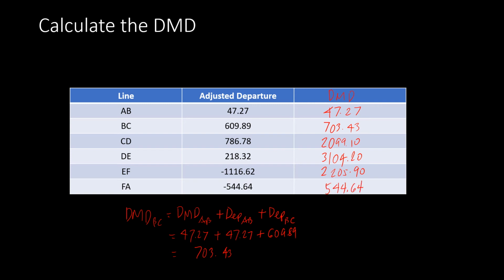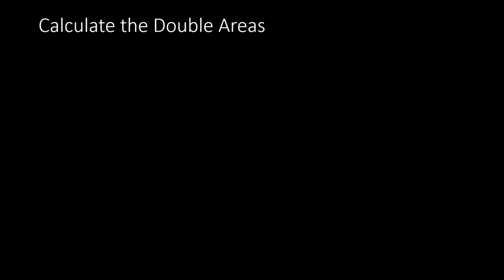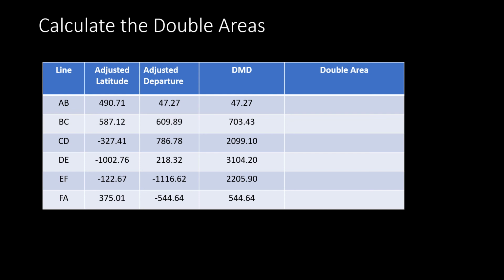According to the same set of rules we have for DMD, the DMD of the last line must equal the negative of the departure of the last line FA. In other words, we have the correct values for the DMDs of the different courses comprising our traverse. The next step in our calculation is the determination of the double areas. So we already have here the tabulated values of the DMD.